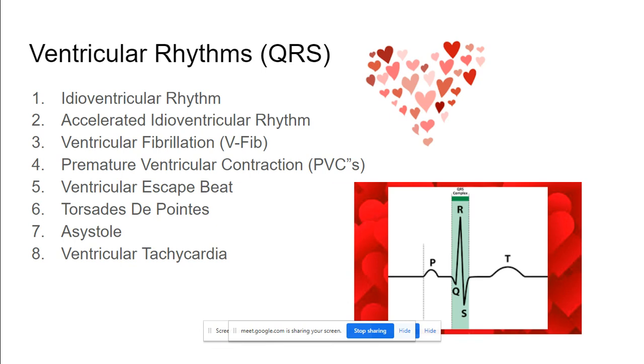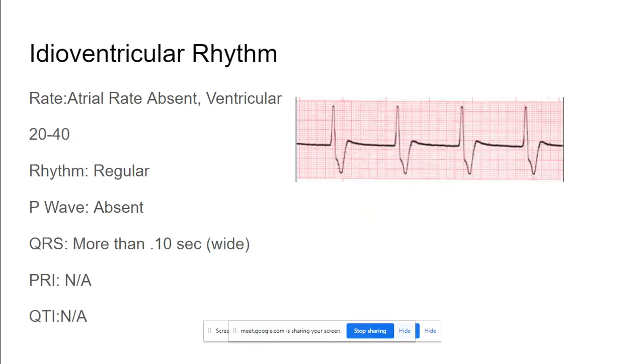All right, so we are going to go over ventricular rhythms, looking at the QRS. In idioventricular rhythm, you can kind of spot that right away because all of a sudden the QRS is super wide and there's no P waves.